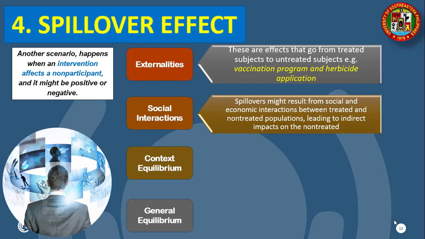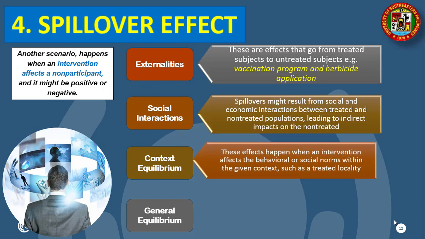Social interaction spillovers might result from social and economic interactions between treated and untreated populations, leading to indirect impacts on the non-treated. For example, a student who receives a tablet as part of a learning enhancement program, but shares the tablet with another student who does not participate in the program.